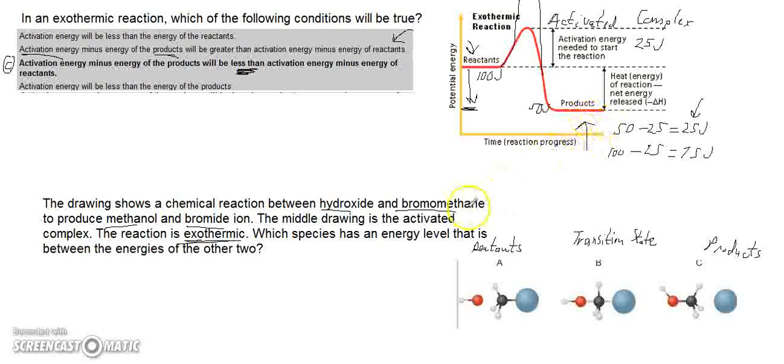So I can look, and it's asking me which species has an energy level in between the energies of the other two, so which one's in the middle out of those three as far as energy goes. And I can see here my activated complex has an energy right here, reactants energy right here, products, energy over here, and so clearly then my reactants are the one in the middle, right? Activated complex has the highest energy, products have the lowest energy, and reactants have in the middle. So the answer would be reactants, or A.